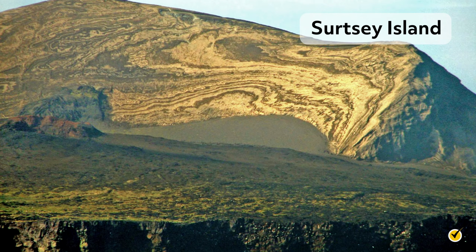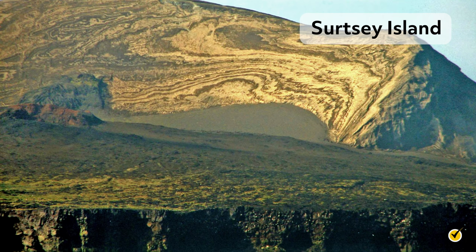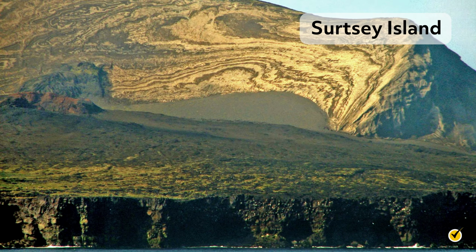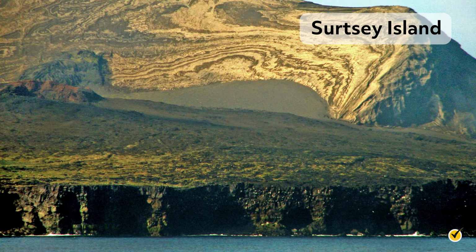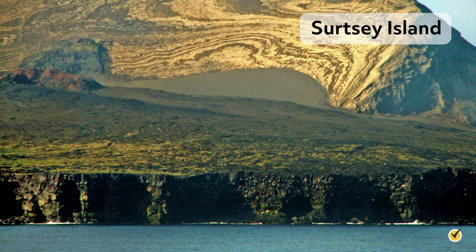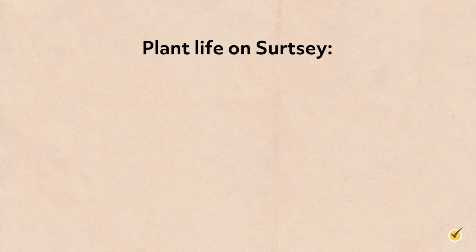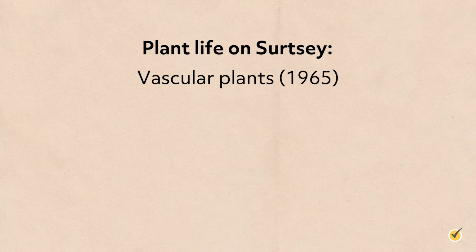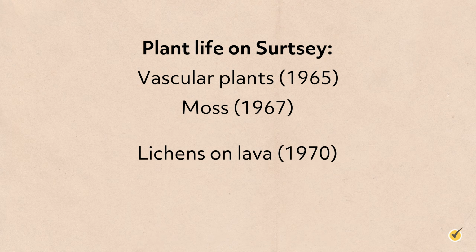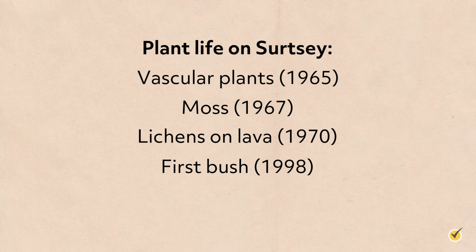This island was formed by a submarine volcanic eruption, reaching the surface in 1963. Since this was a completely new island, scientists were eager to study it and witness firsthand how primary succession takes place. To avoid contaminating the area, few scientists are actually allowed on the island, and it is mainly monitored aerially. Visitors to the island must go through a process to ensure no foreign seeds might accidentally be introduced to the brand new ecosystem. What we've seen so far on Surtsey has been vascular plants in 1965, moss in 1967, lichens on lava in 1970, and the first bush in 1998.